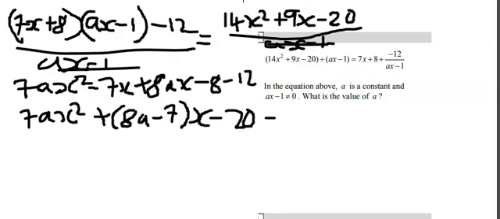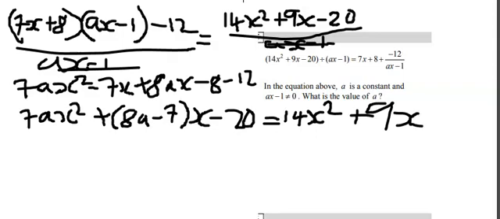Then we equate this to what we have on the right hand side, which is 14x squared plus 9x minus 20. So minus 20. What do we do from here?